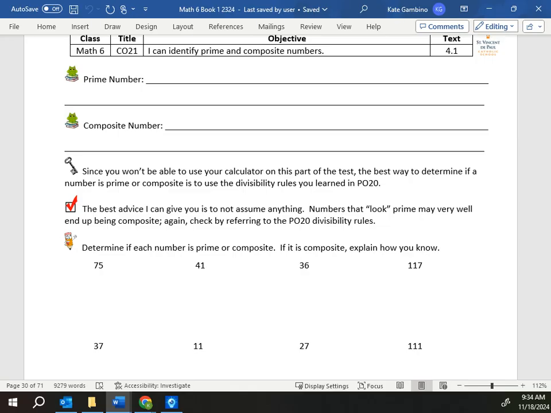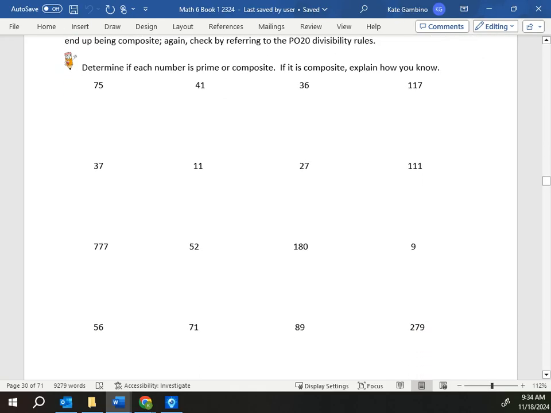When you're solving for prime and composite, you're going to look at those divisibility rules. So think to yourself, 2, 3, 4, 5, 6, 9, 10. You don't have to write them all out. I would just start, let's see, is it divisible by 2? No. So is it divisible by 3? 7 plus 5 is 12. It's divisible by 3. It must be composite. Right?